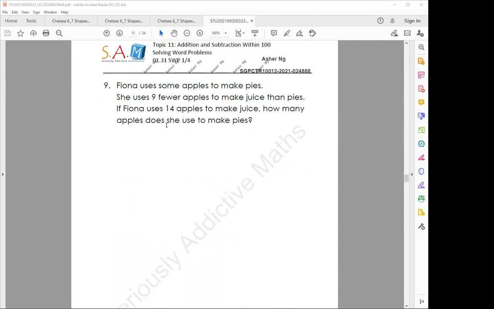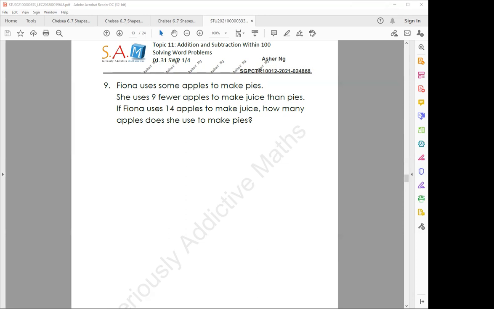You might want to do question 9 with them because it's a bit different. Fiona uses some apples to make pies. She uses 9 fewer apples to make juice than pies. This is a bit challenging because here they may not be able to draw it step by step. One thing you can do is tell them to draw the one with the bigger number first. For example, if Fiona uses 14 apples to make juice, 14 is bigger than 9, so they draw 14 first. After that, they draw 9 fewer.